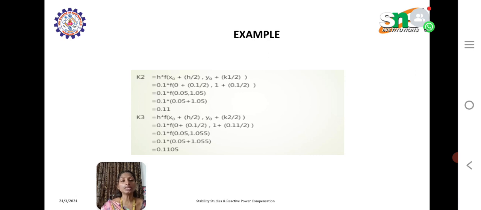This Runge-Kutta method will be helpful in order to simplify the problem and find out the next state with one iteration. If we go with the second iteration, we have to substitute n is equal to 1 and follow the same procedure in order to find the value of y n plus 1. Thank you.